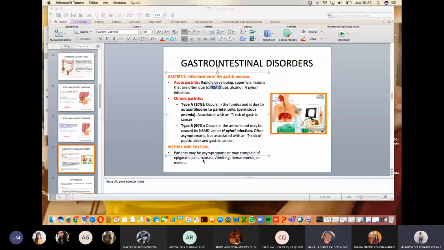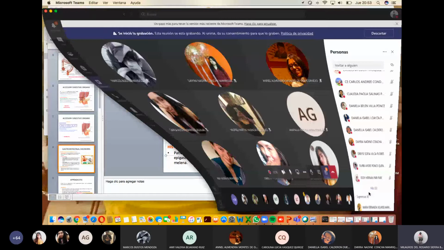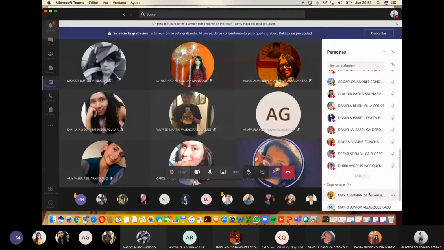So hematemesis is when you vomit blood. That's a complication of a gastritis, basically of an ulcer.